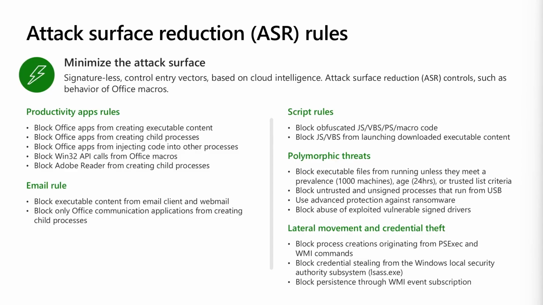And really what we're talking about are rules like blocking Office applications from creating executable content, blocking Office applications from injecting code into other processes, even email rules like blocking executable content from email clients and webmail. So some of these rules will be relevant to some of your devices, all of your devices. Some of them maybe need to get disabled or put in audit mode for other devices that may be using these activities. Either way, these rules significantly reduce the attack surface that are commonly used by attackers, and also give you the ability to audit these in environments where you may not be able to turn on the full blocking functionality.